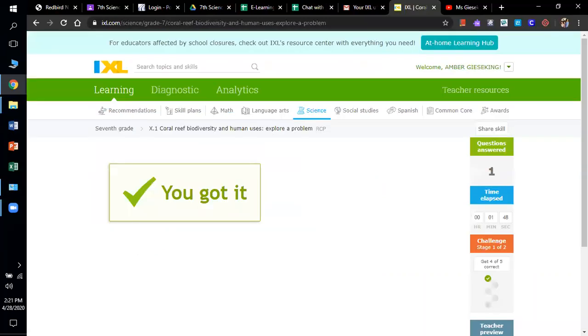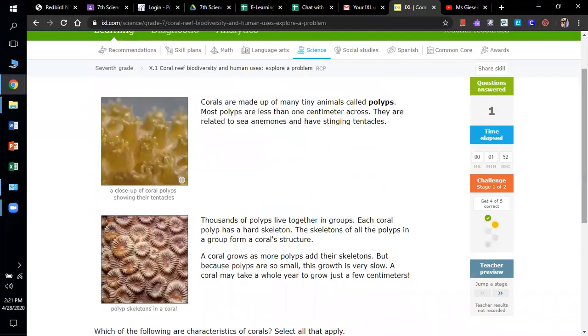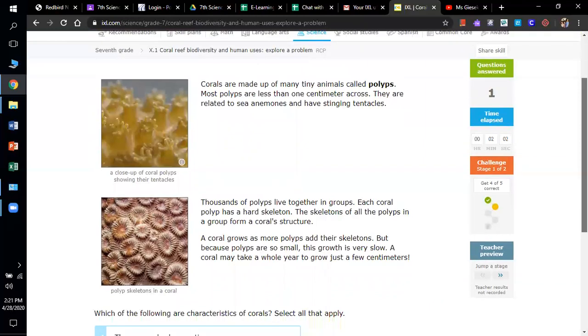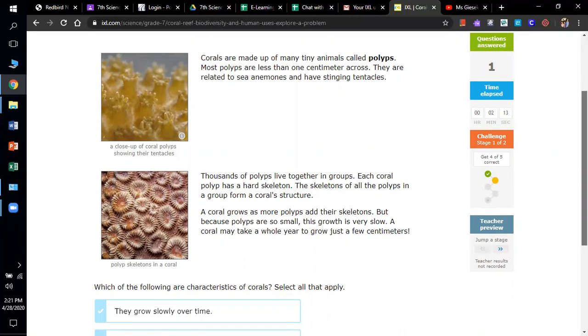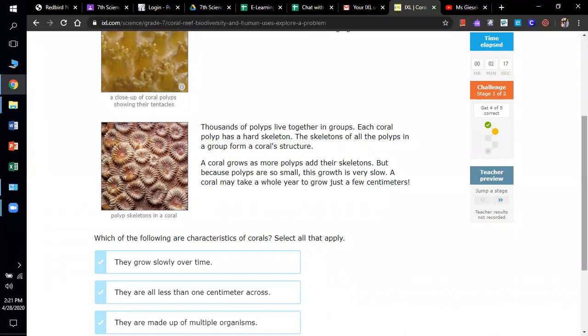Oh, yay. Okay. Corals are made up of many tiny animals called polyps. Most polyps are less than 1 centimeter across. They are related to sea anemones and have stinging tentacles. Remember Nemo? Anemone. Okay. Thousands of polyps live together in groups. Each coral polyp has a hard skeleton. The skeletons of all polyps in a group form a coral structure. A coral grows as more polyps add their skeletons. But because polyps are so small, this growth is very slow. A coral might take a whole year to grow just a few centimeters.